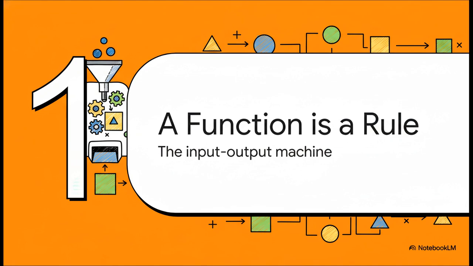A function is a rule. And the absolute best way to think about this is to picture a machine, like a little factory machine. You put a number in one end, that's your input. The machine does something specific to it, that's the rule. And then a new number pops out the other end, that's your output.